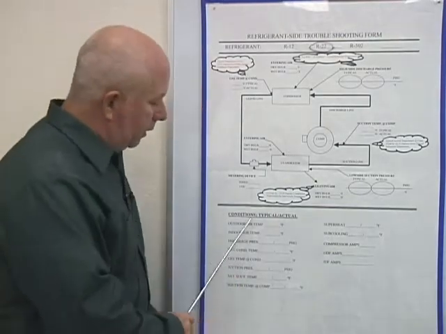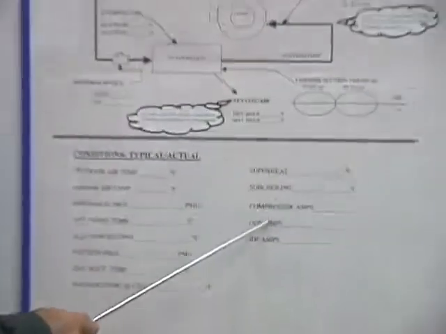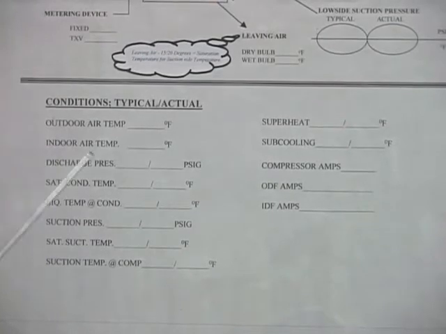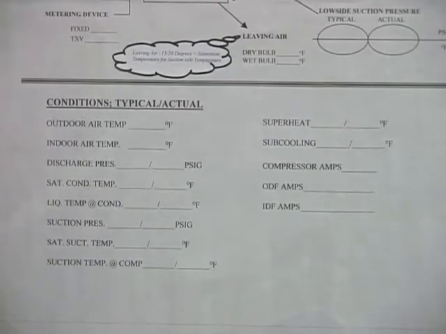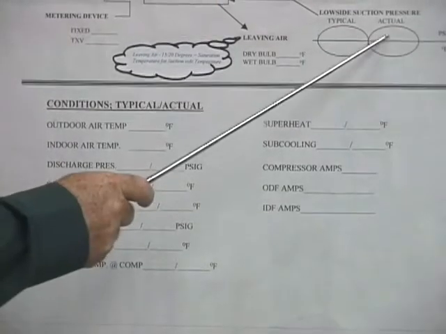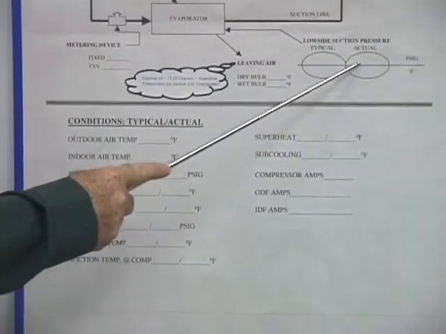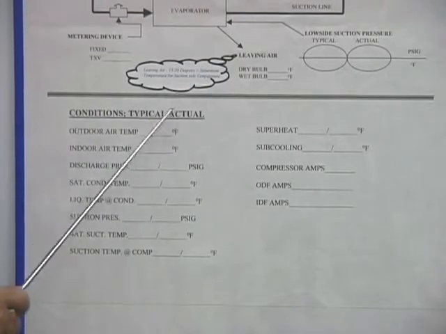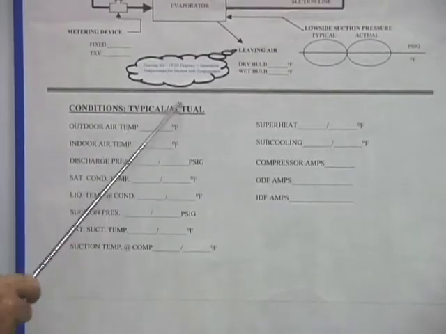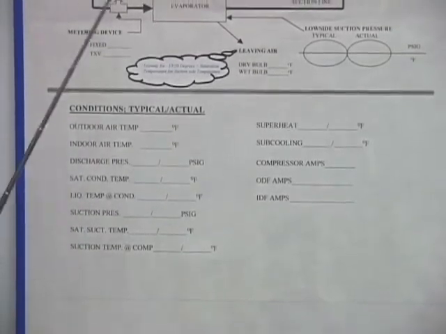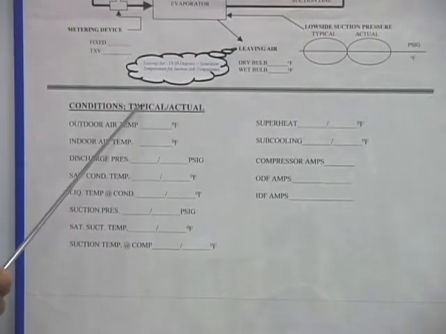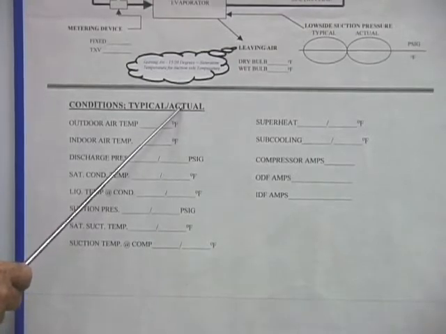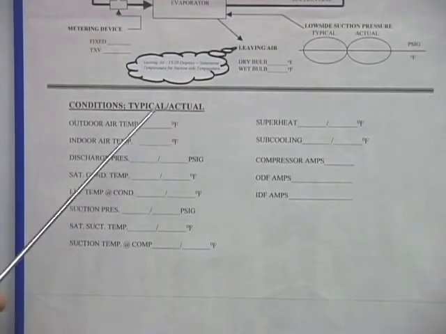All right, now we come down to this location down here where you're going to start filling in the numbers. Again, all we're going to be discussing right now is your actual readings, just your actual readings. So you come down here for the conditions, typical and actual. For easy accessibility for yourself, pay attention what side you're working with. We're only dealing with the actual right now, only the actual.